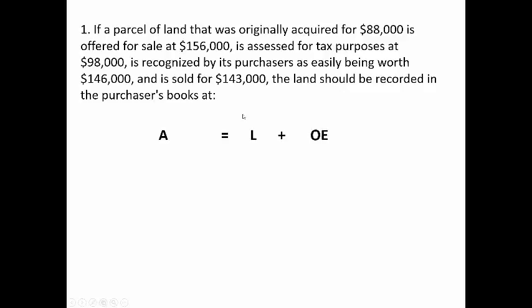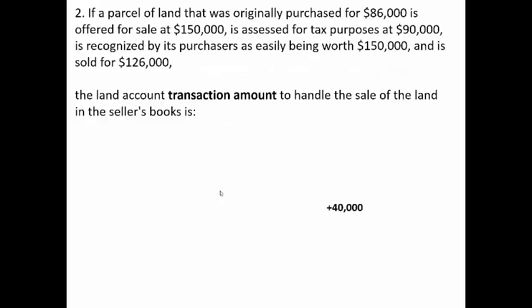Well, it goes back to this cost principle. So here's our accounting equation, and there's the land. It's an asset and a cash, and this is on the books of the purchaser, remember now. So when we buy the land, we increase the land account on the purchaser's books by 143, and we reduce the cash account by 143. So the answer was $143,000. Let's look at the second one.